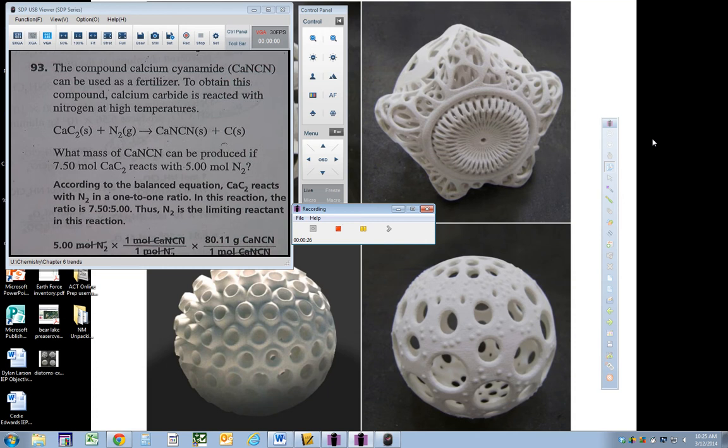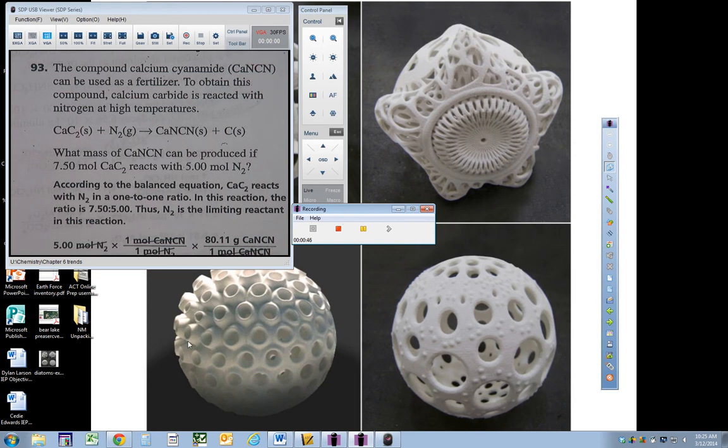You have an equation they gave you. Yay, you don't have to write it. Double check that it is balanced. Does that one look balanced? Good, I agree. There's 1 calcium, 2 carbons, 2 nitrogen on both sides.